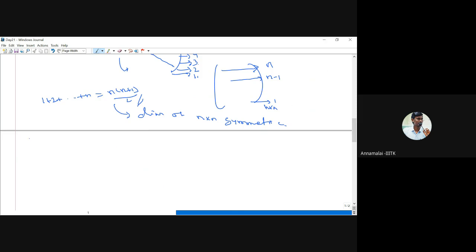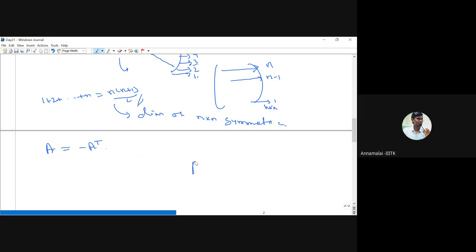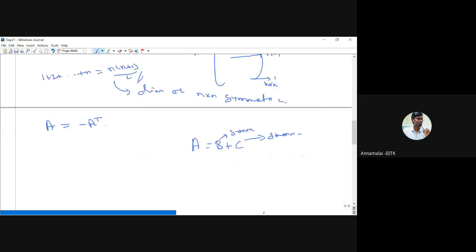And then what is the dimension of skew symmetric matrices? Skew symmetric means what? A equal to minus A transpose. But already we know that given any matrix, we can write it as a sum of a symmetric plus a skew symmetric matrix. So this B is the symmetric part, and this C is the skew symmetric part. And there is no matrix which is both symmetric and skew symmetric except the zero matrix. Therefore, the dimension of the whole is the dimension of this plus the dimension of this.